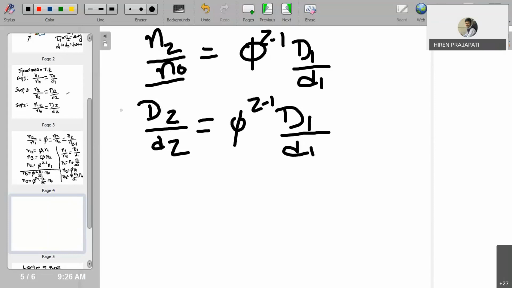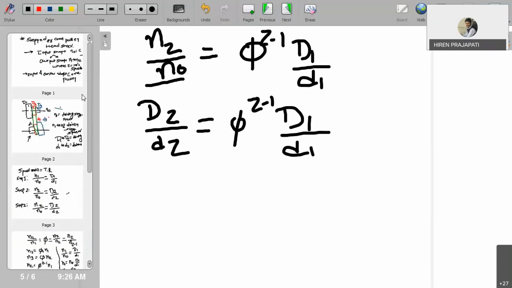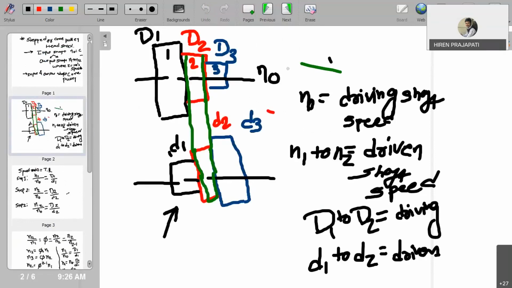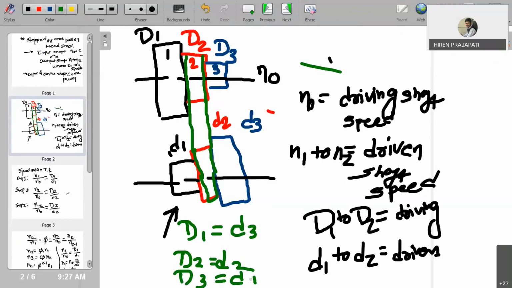But the next consideration is, generally in this first pulley, if you are talking about three pulleys, then this large pulley is equal to the large pulley given on the driven shaft. Means capital D1 is equal to small d3. Similarly, capital D2 is equal to small d2, and capital D3 is equal to small d1. So both pulleys are identical, only they are flipped. That is the design criteria of a step cone pulley drive, right?